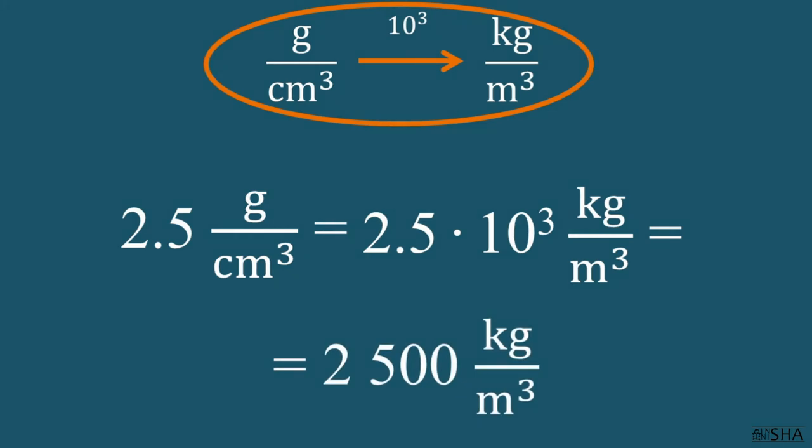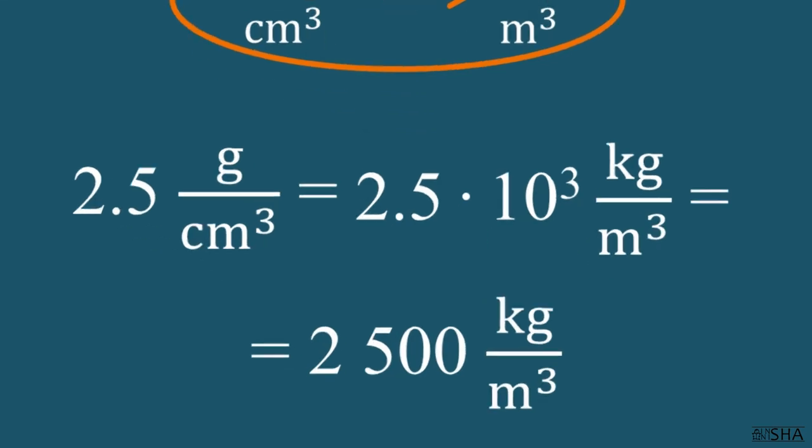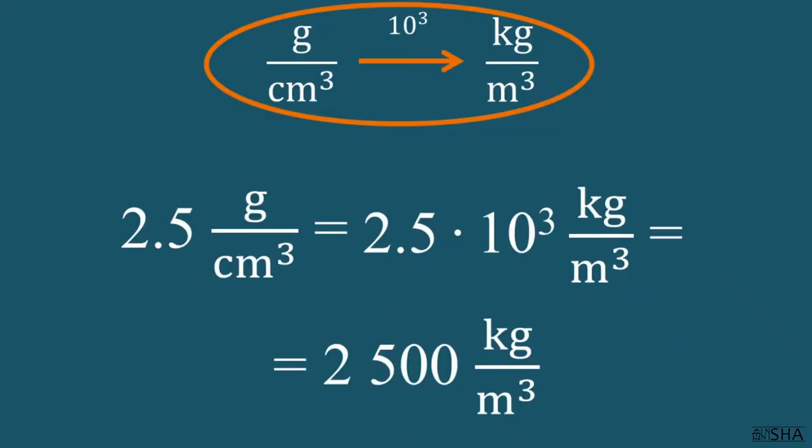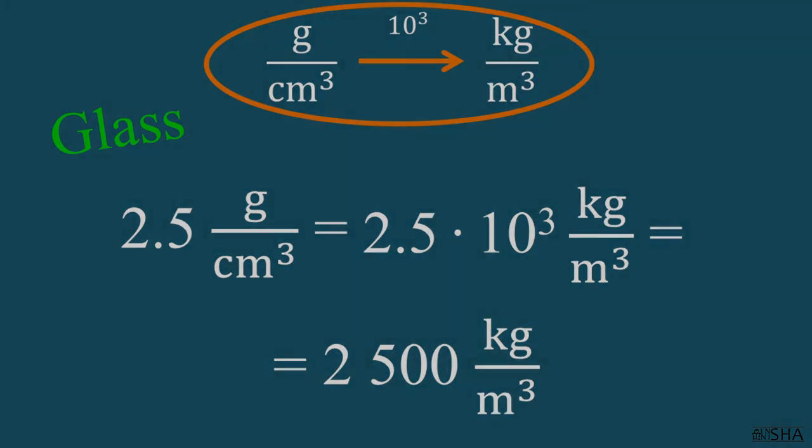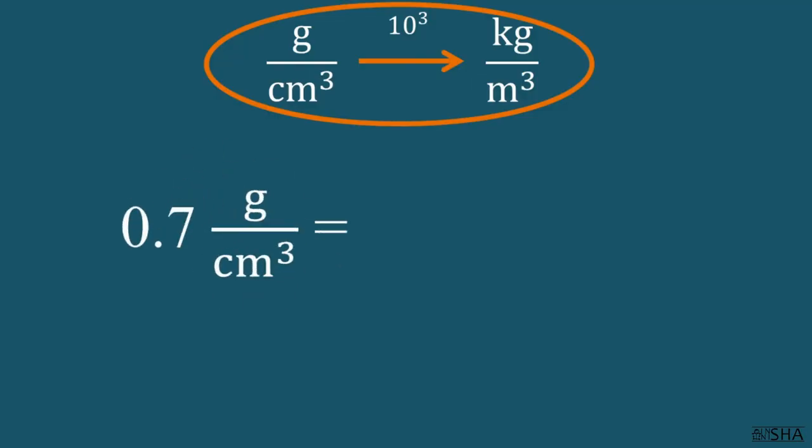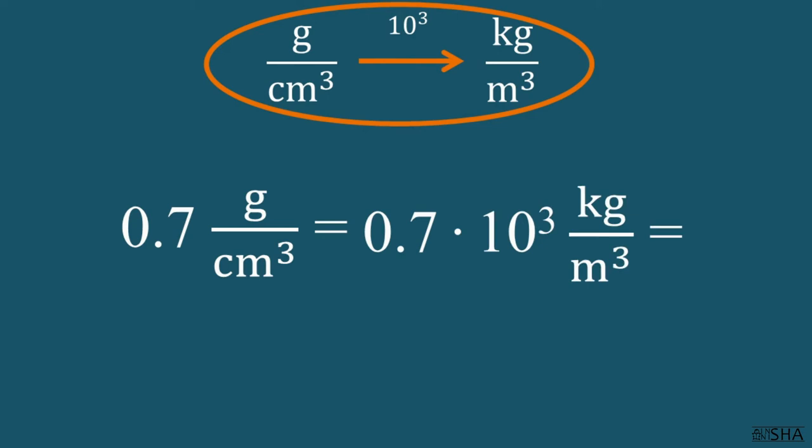If you need to determine which substance has such a density, look at the special table, and you'll find out that it's glass. Let's try one more time. 0.7 of a gram per cubic centimeter is converted to a kilogram per cubic meter. We write down 0.7 and we multiply by 10 to the third power. We can leave the answer in this form, or we can write down 700 kilograms per cubic meter.